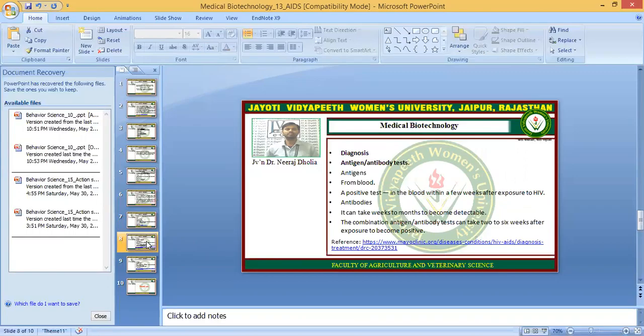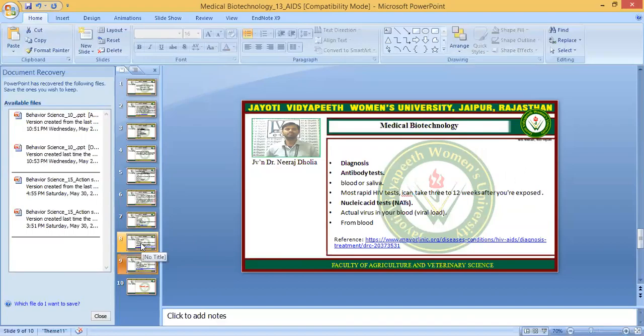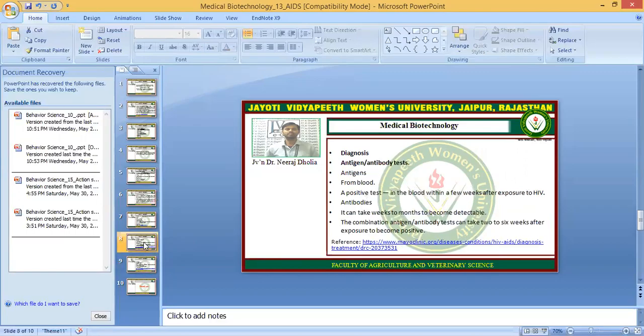So let's talk about the diagnosis. There are various types of diagnosis for the disease, like the antigen antibody test, the antibody test, and the nucleic acid test. Let's talk about the antigen antibody test. The antigens are collected from the blood, and a positive test for the antigen in the blood may take a few weeks after exposure to the virus. Likewise, the antibody is also isolated from the blood, and it takes weeks to months to become detectable. The combination of antigen and antibody test can take 2 to 6 weeks after exposure to become positive if the virus is there.